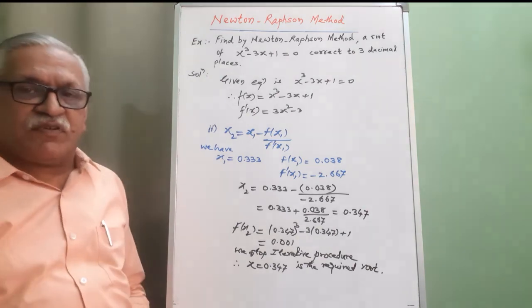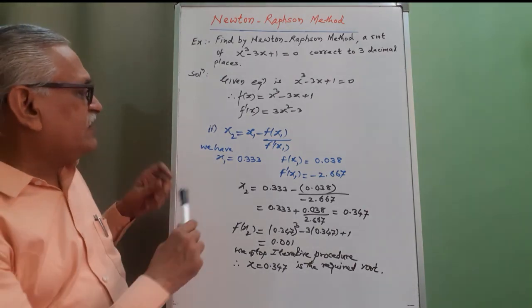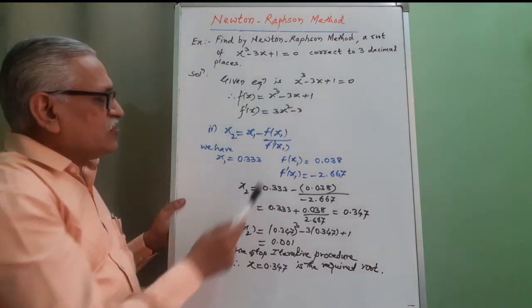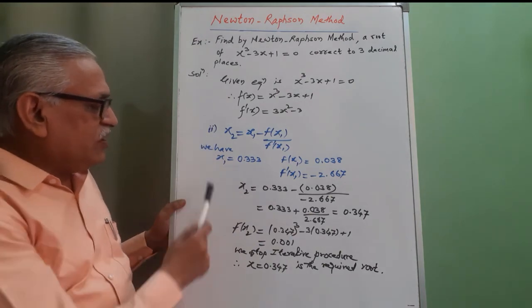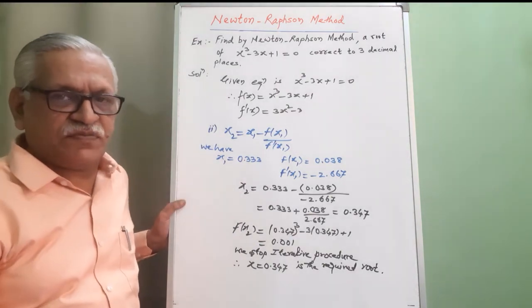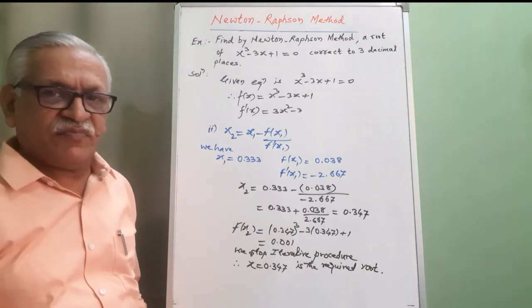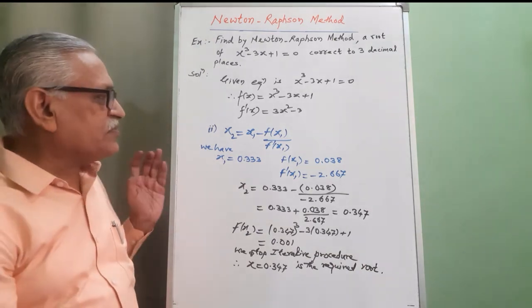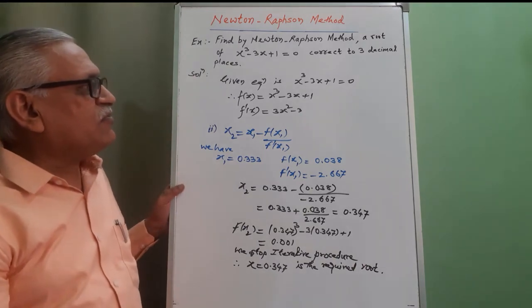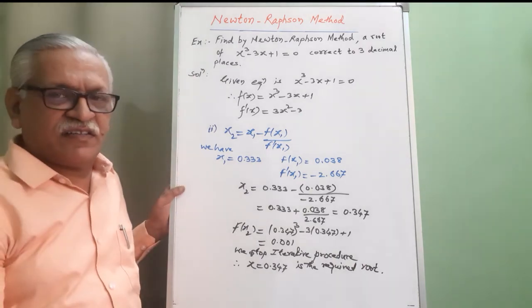By Newton-Raphson method, to obtain that desired root, we require only 2 iterations or 2 steps. Therefore, Newton-Raphson method is fast converging. We require a minimum number of steps to get the desired root.